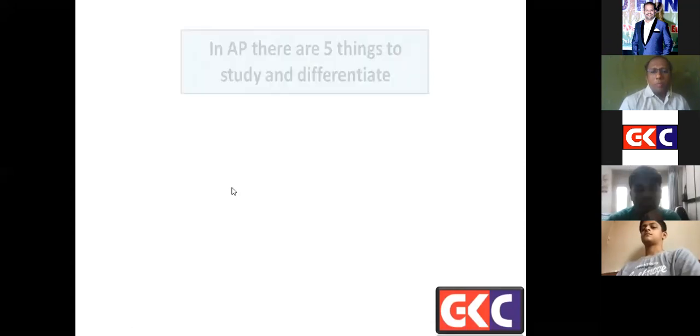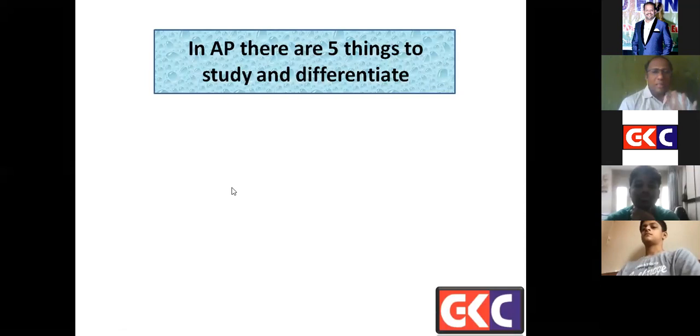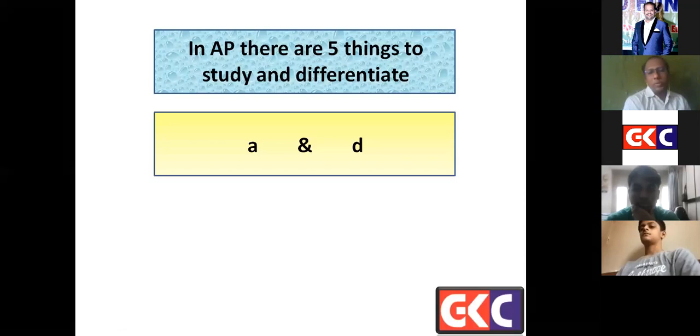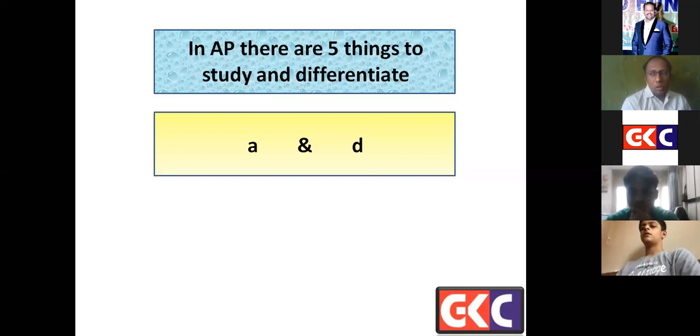Mainly the problem occurs in AP. What we have to understand is that there are 5 things which we have to study in AP, and we have to differentiate between those 5 things only. The first 2 things you know very well: A and D. I don't think there's any issue with A and D. A is the first term and D is the common difference, which is constant if the given sequence is an AP, and it remains constant throughout.